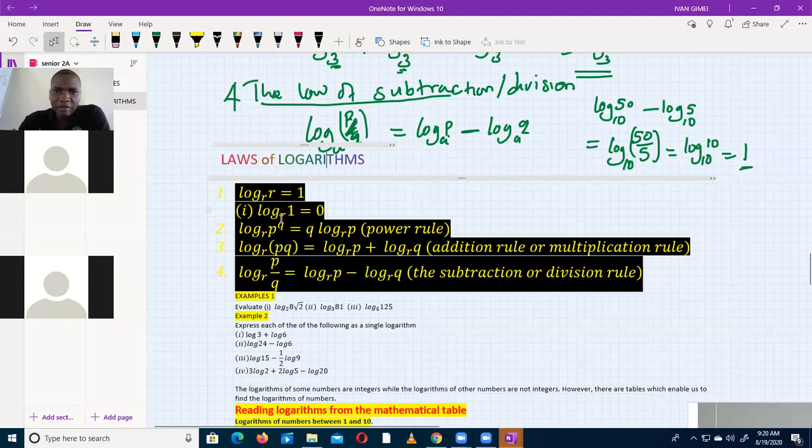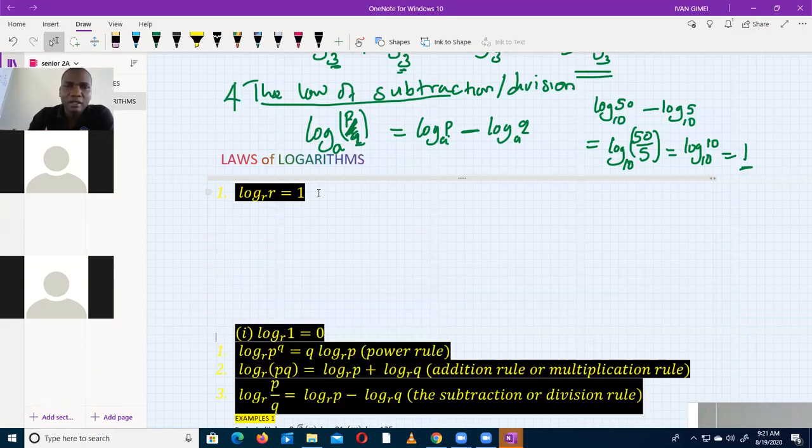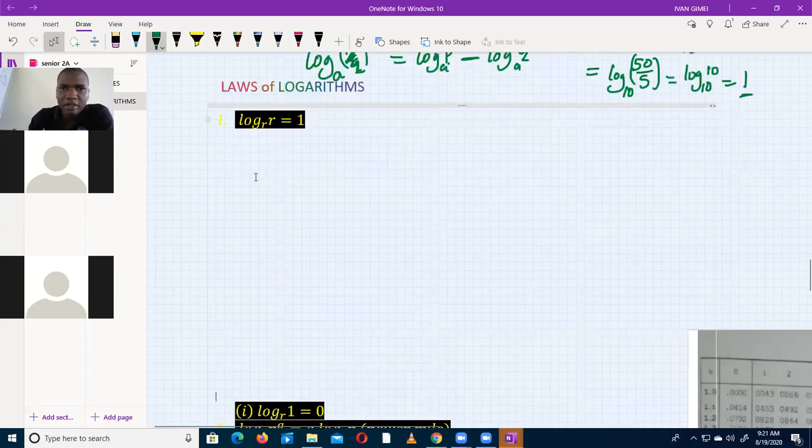So under the laws of logarithms, we looked at the first one. When you're looking for the log of the base, it is 1. Then the log of 1, what's the log of 1? The log of 1 is 0. I want to give you a simple illustration there. This is the first law. We're saying the log of the base is 1.